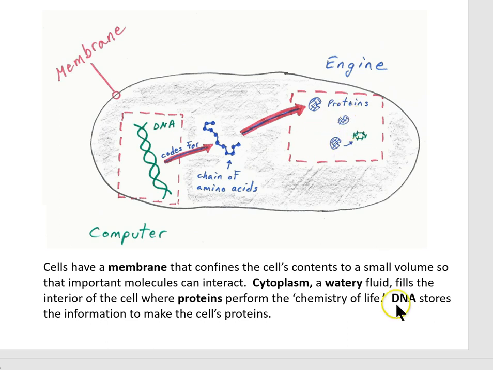And DNA then stores the information to make the cell's proteins. So DNA is acting like the computer of the cell. It has the information to build these important protein parts. We can think of proteins as the workers of the cell, performing lots of different jobs in the cell. And DNA then would be management. The DNA not only has the information, the recipes to build these parts, but the DNA controls when these parts are made and how much of each part is made, and generally controls the chemistry going on inside the cell.